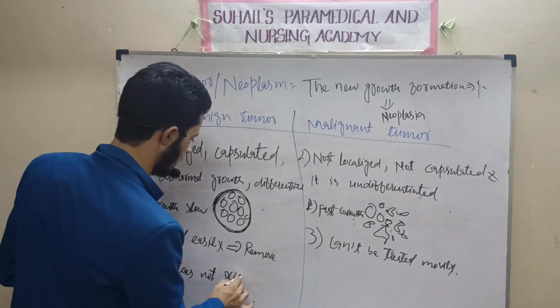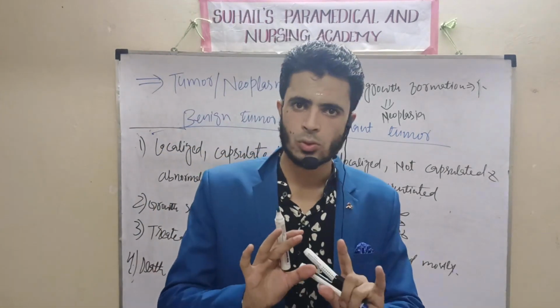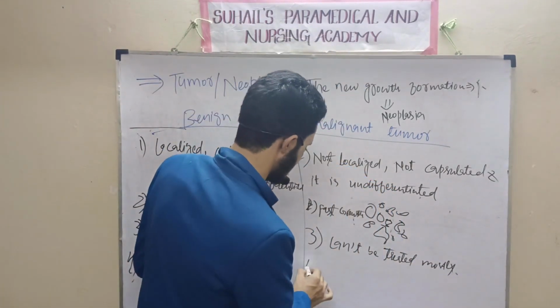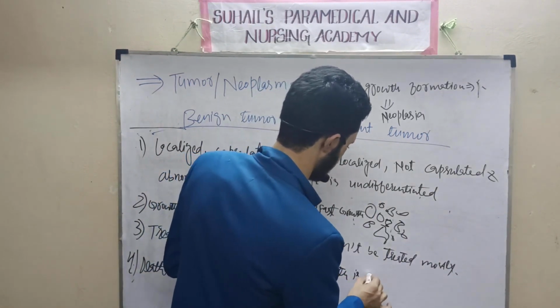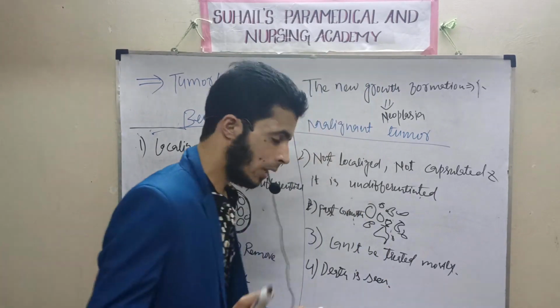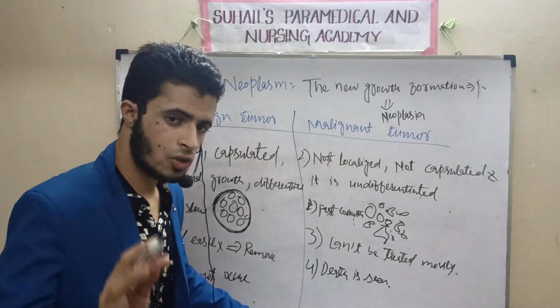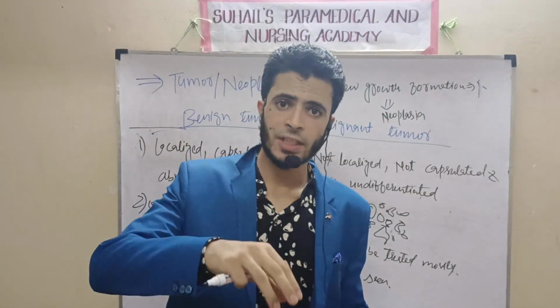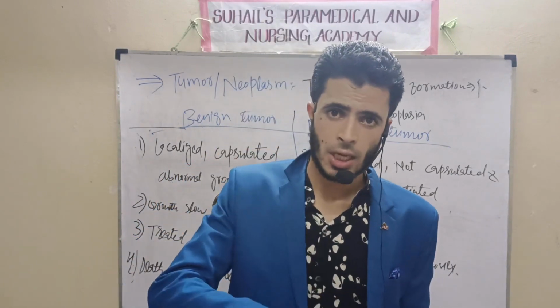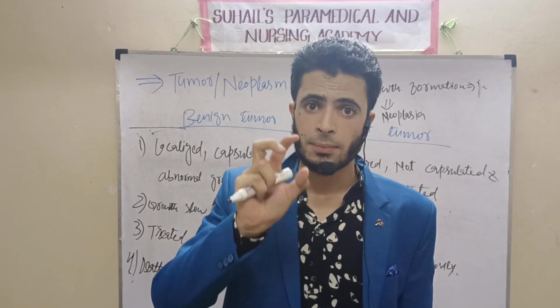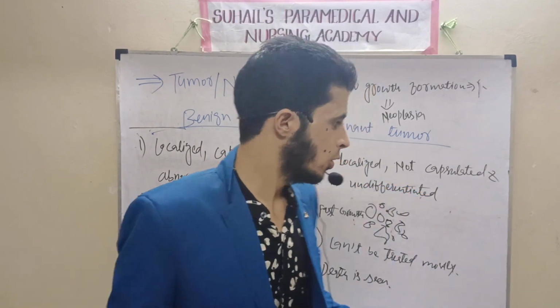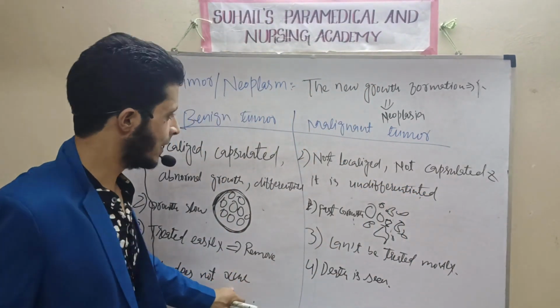So death doesn't occur in case of benign tumor. But in case of malignant tumor, death is seen. Remember one more point: death is not seen in case of benign tumor. But if this benign tumor is present in the blood vessels or in the nervous system, that time it may be fatal. So that time it can cause the death of the person.